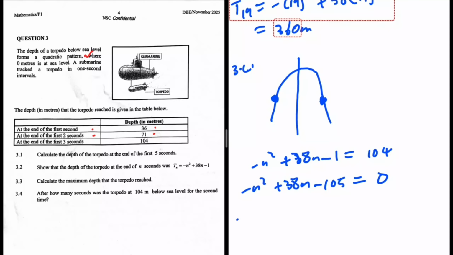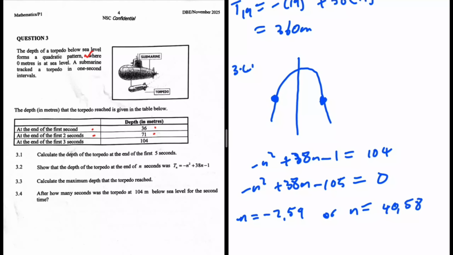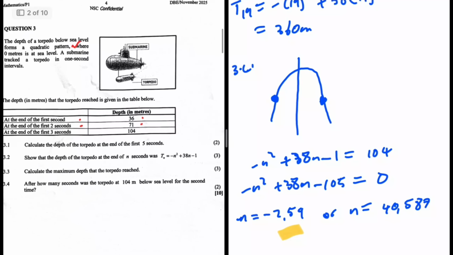So n is equal to minus 2.59, or n is equal to, let me see, 40.587. I don't like that one of my answers is negative, because n is time in this instance. So how can time be negative? Like, how many marks? 2 marks. It's not even a lot of marks. So what is happening here? Let me take a look at this and see if I'm making any mistake.